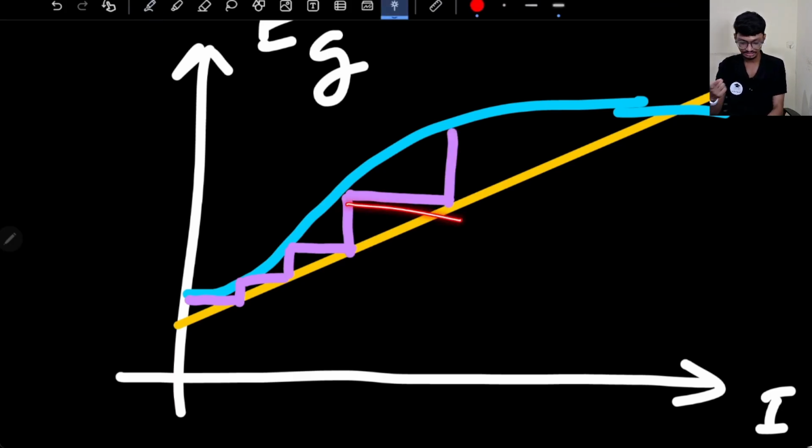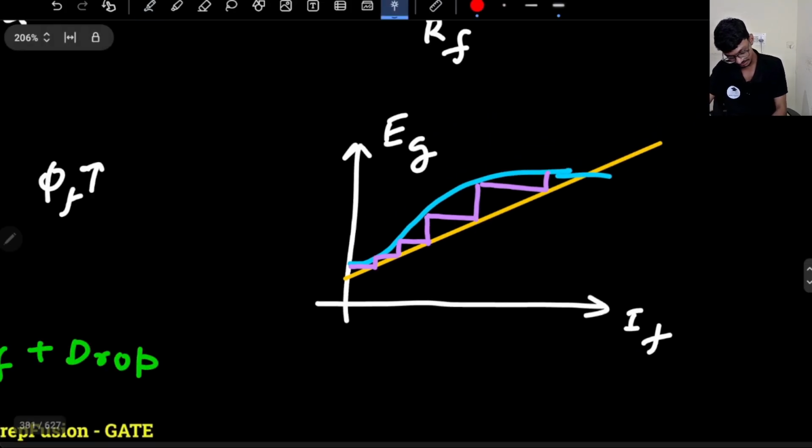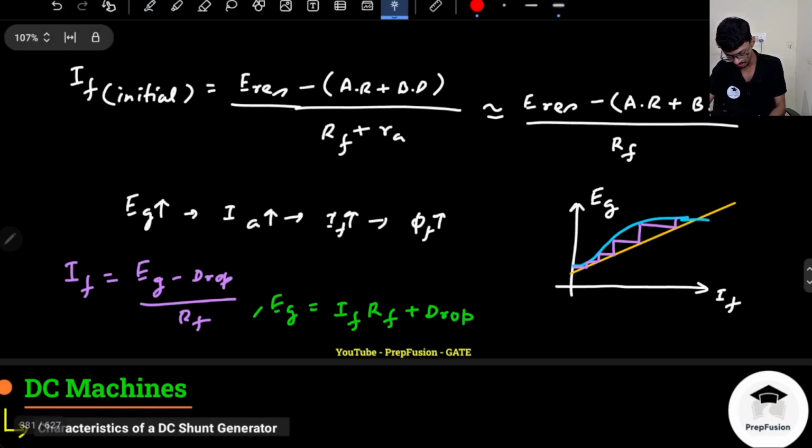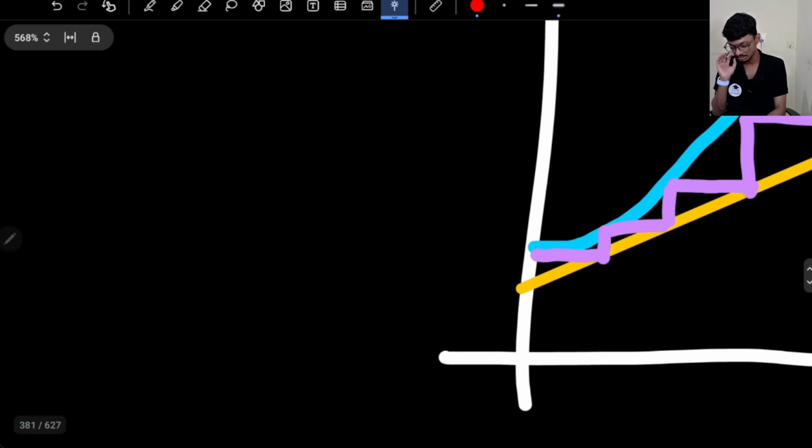Like if my IF increases, so my EG will increase. So at a certain stage what will happen, because if my EG has increased, it has to follow this equation, right? KVL. Let's take few numbers. Let me take few numbers.